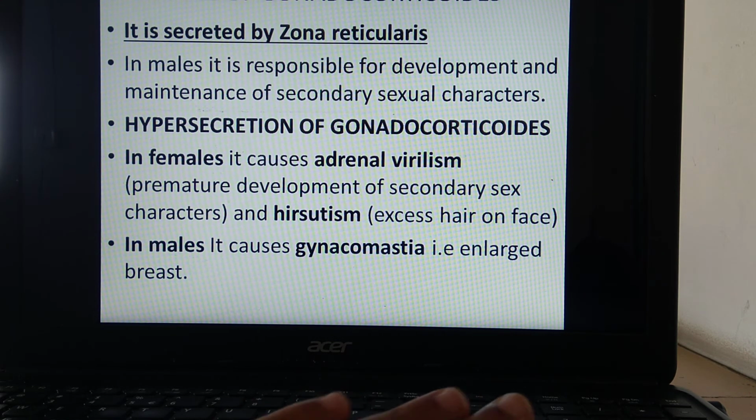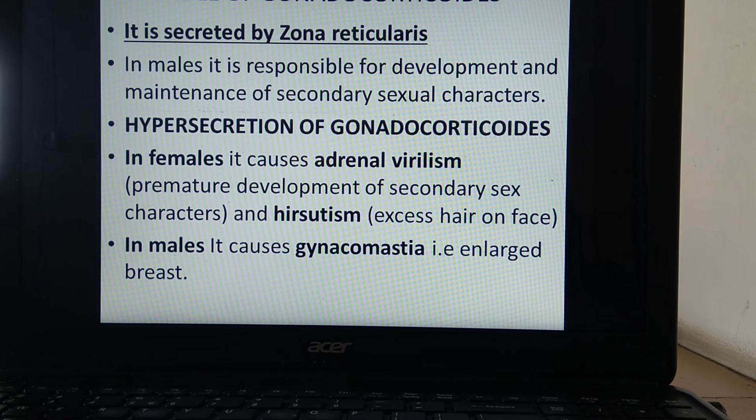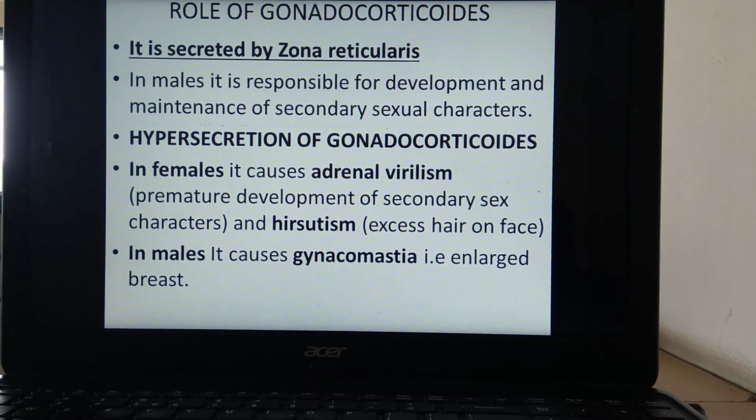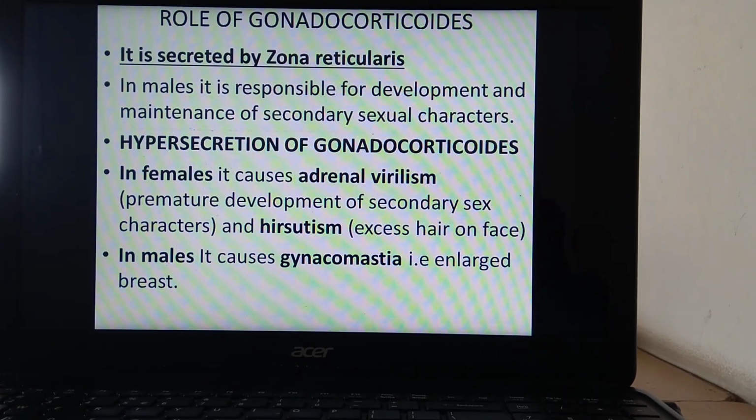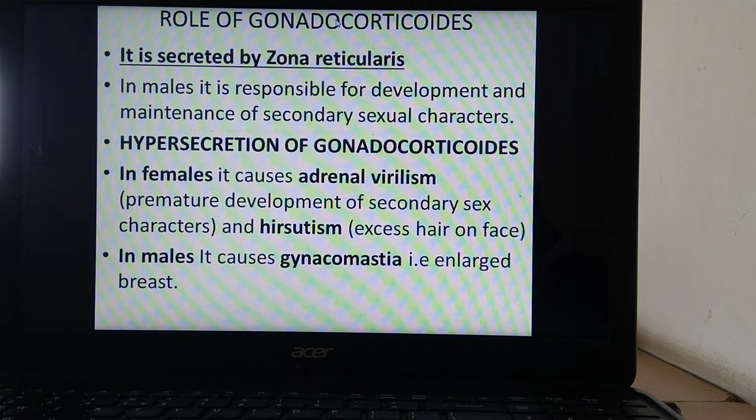Then the third one, that is the role of gonadocorticoids. What are these gonadocorticoids? Gonado for the gonads or for the reproductive organs. So the role of gonadocorticoids means the corticoids acting on gonads, on the reproductive organs. These gonadocorticoids are secreted by zona reticularis, the third layer or the inner layer of the adrenal cortex.